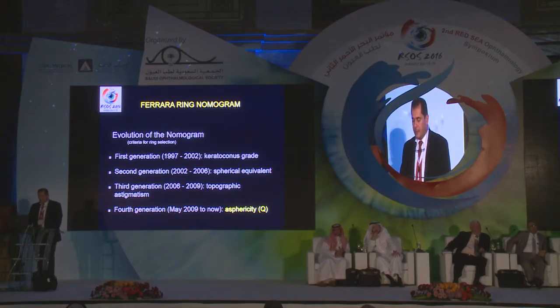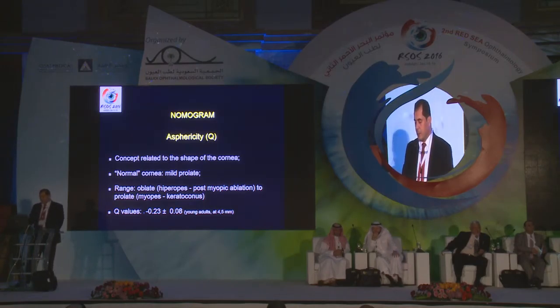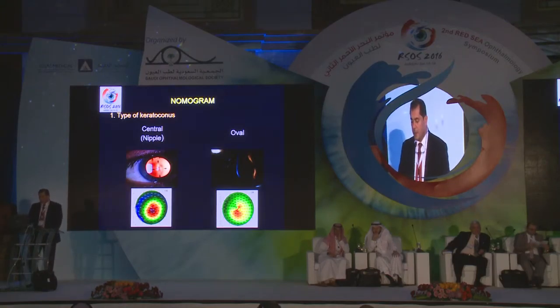For the Ferrara ring nomogram, the evolution of the nomogram: the first generation was by keratoconus grade, the second by spherical equivalent, the third generation by topographic astigmatism, and the last one is according to the asphericity or the Q value. The asphericity concept is related to the shape of the cornea: normal cornea, mildly prolate; oblate in hyperopes and post-myopic ablation; prolate in myopes and keratoconus. Q values, as we said, minus 0.23. The nomogram covers types of keratoconus, the nipple and the oval, as shown in the topographies.